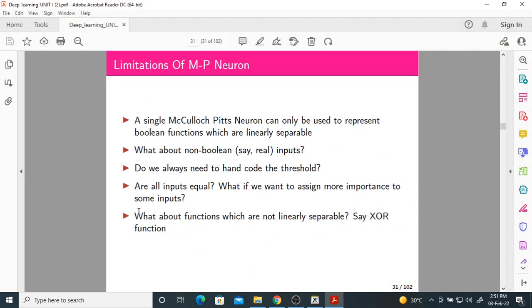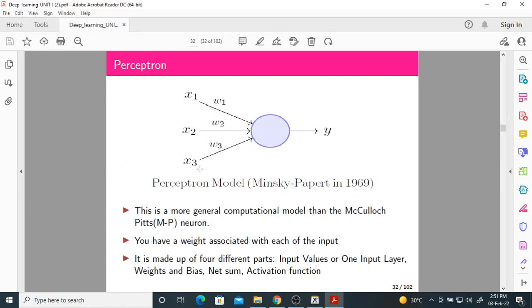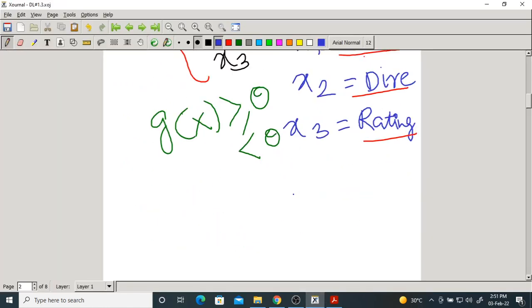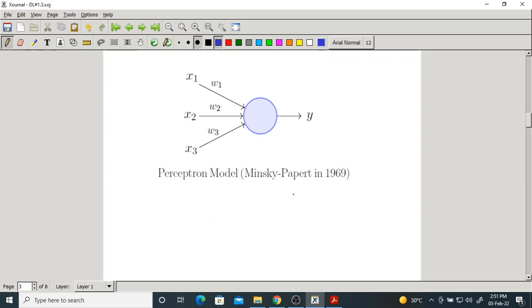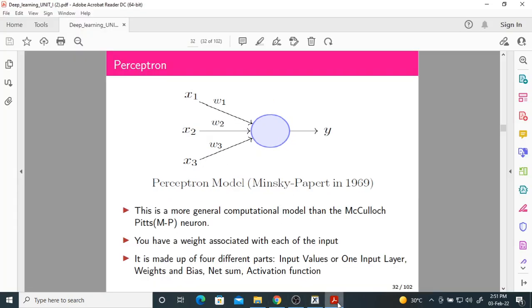As I told you just now, we can only deal with functions which are linearly separable. If they are not linearly separable, it won't work. These are the limitations of the MP neuron. To overcome this, we now move on to the next model, that is called the Perceptron Model.